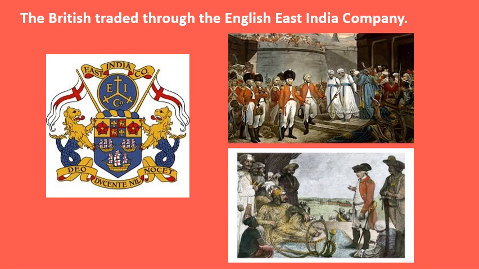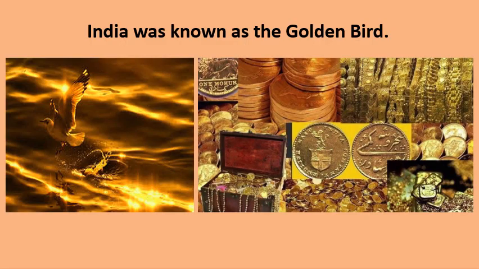British traders formed a trading company called English East India Company in the year 1600 with the consent of Queen of England. The British traded through the English East India Company. Indian goods were very popular worldwide. India was known as the Golden Bird. This name was given because of its wealth and prosperity.